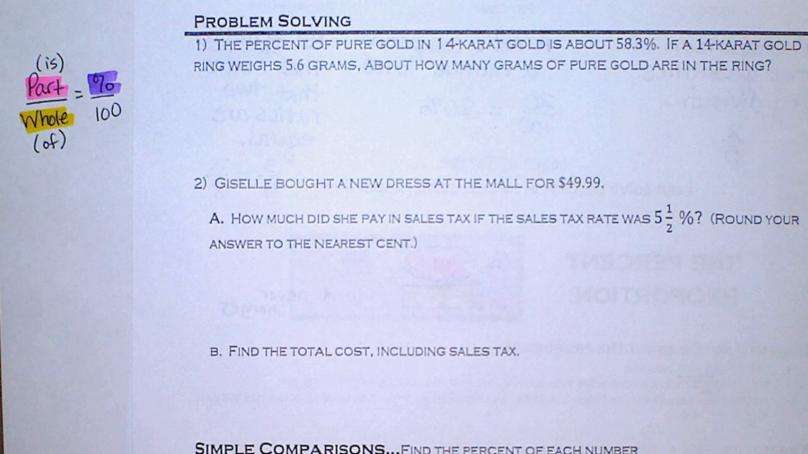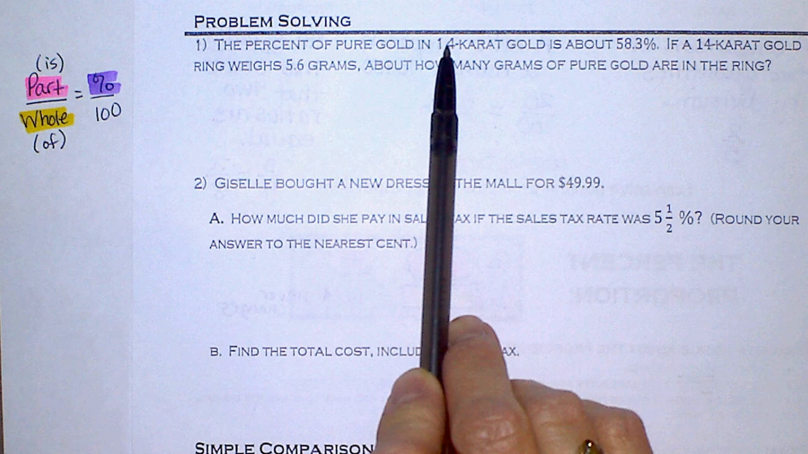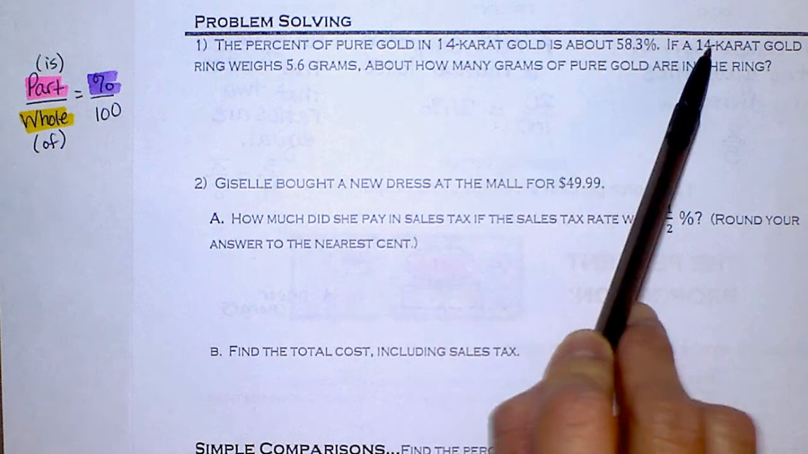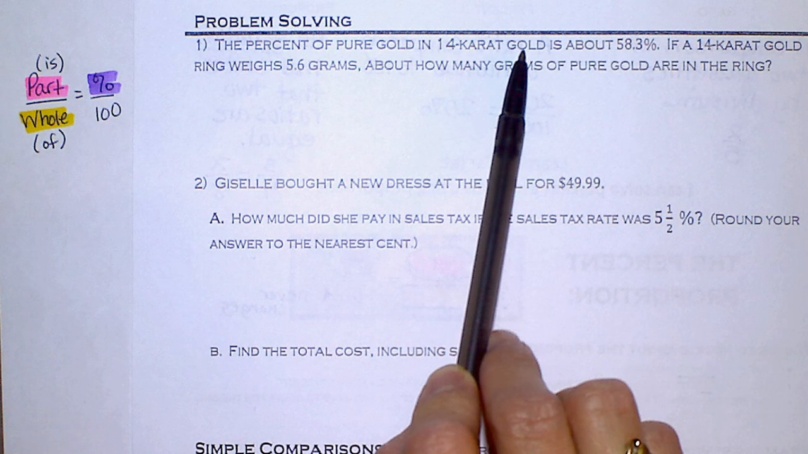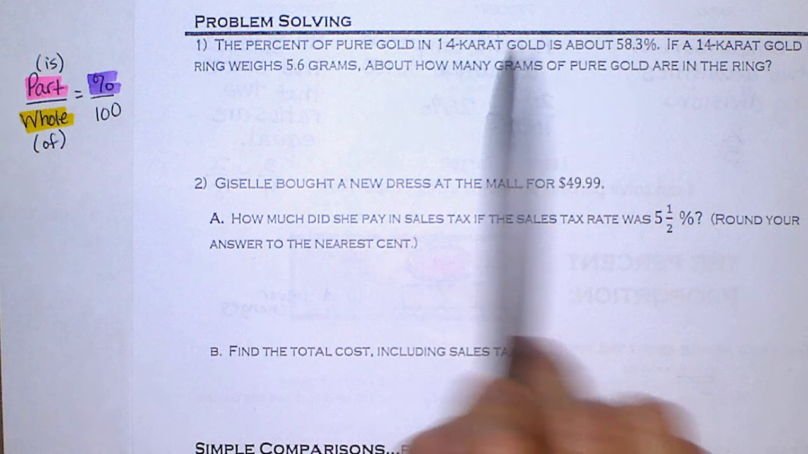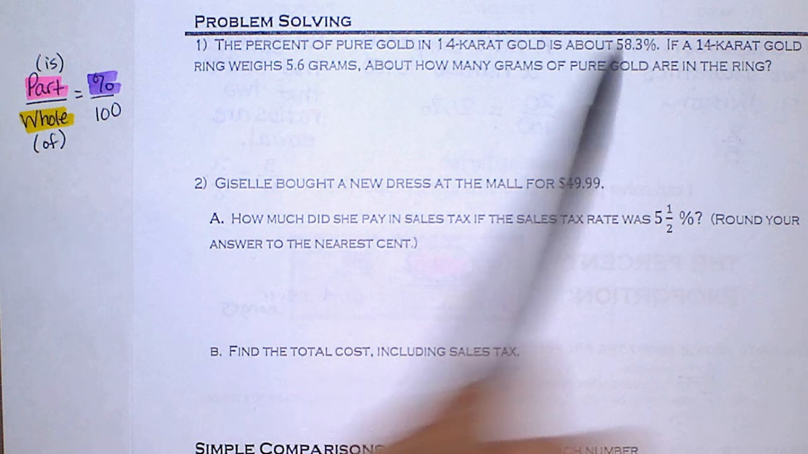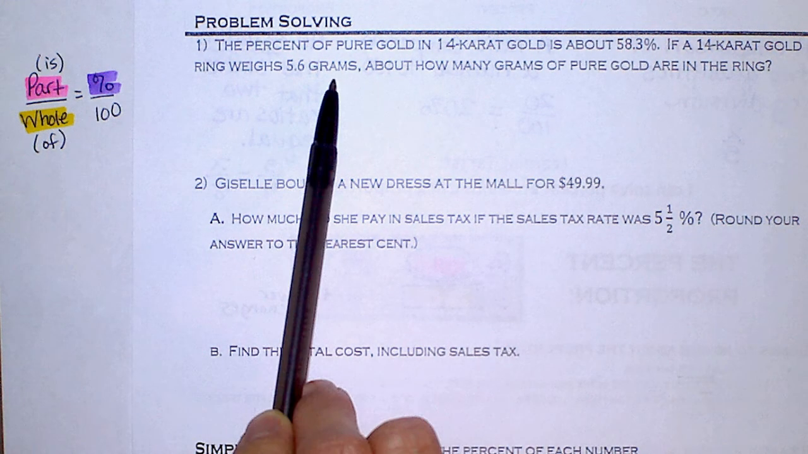So let's read number one. The percent of pure gold in 14 karat gold is 58.3%. If a 14 karat gold ring weighs 5.6 grams, about how many grams of pure gold are in the ring? Now, one thing I want you to keep in mind, I'm not going to do anything with this 14 karat gold. It's just telling me what kind of gold it is. Okay, but we have a percent here, and I know how much it weighs, 5.6 grams.